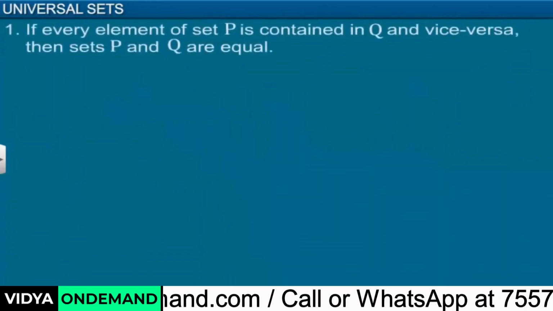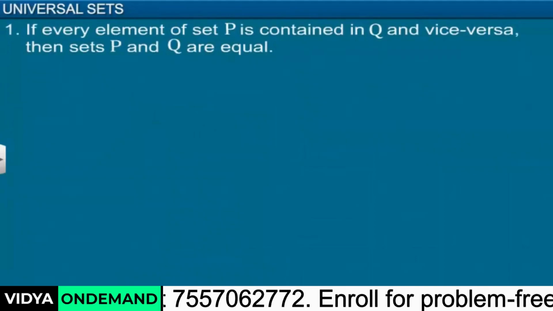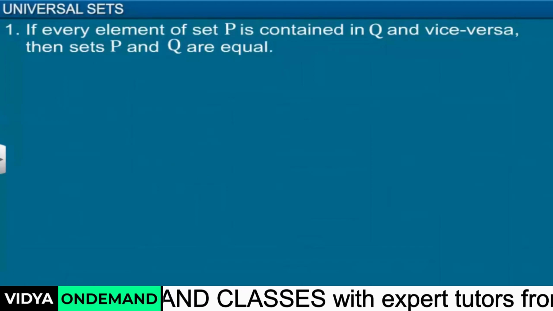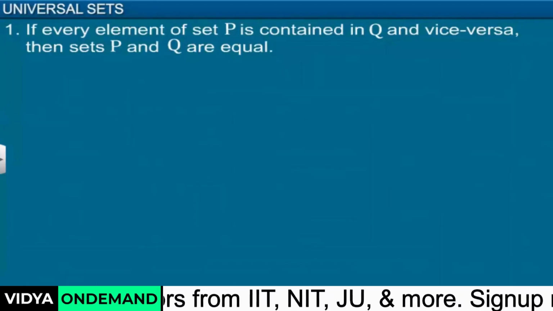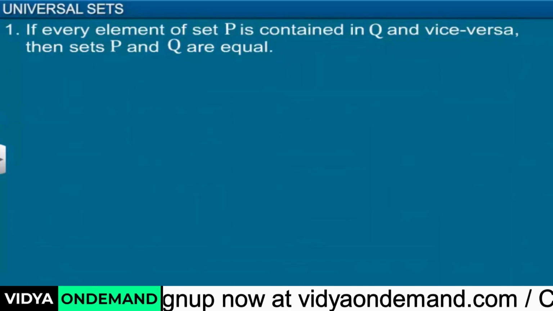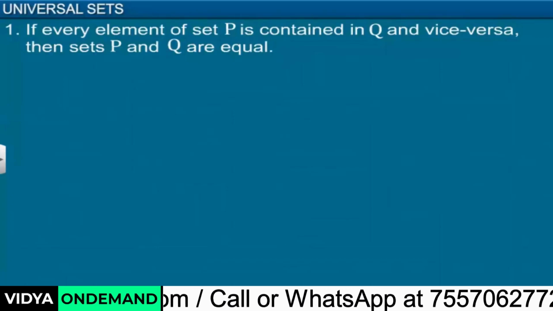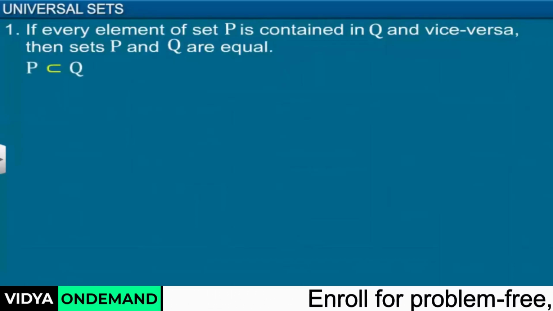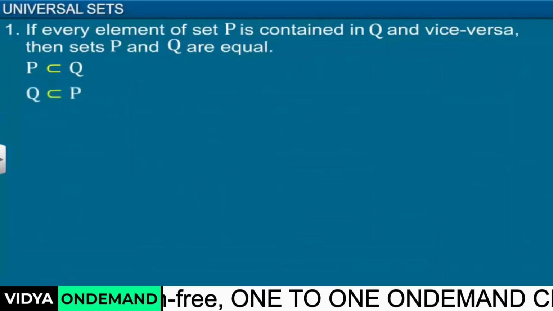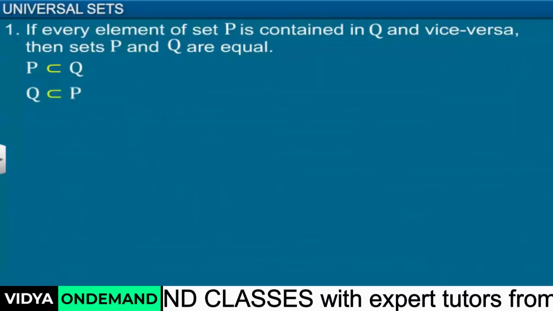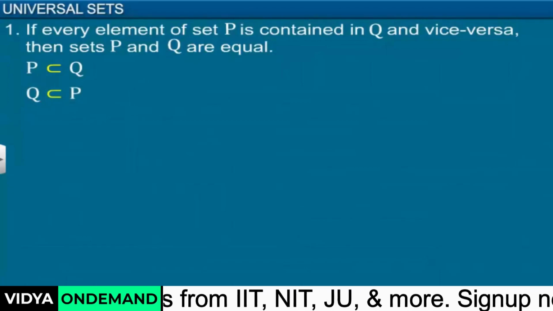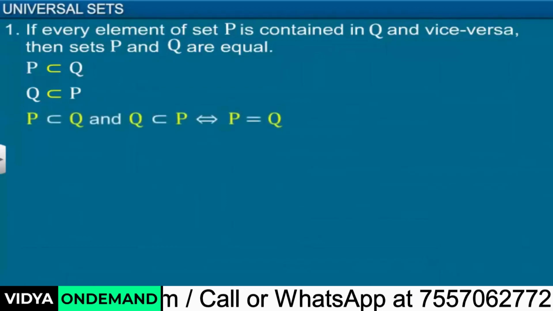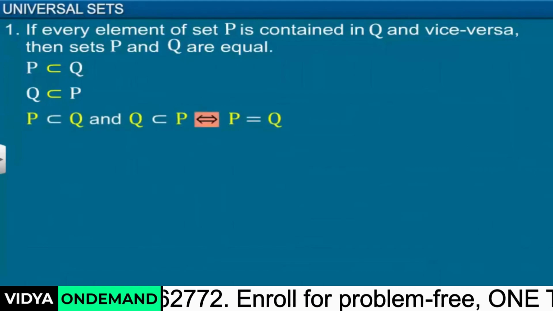If every element of set P is contained in Q and vice versa, then sets P and Q are equal. If every element of set P is present in set Q, we can say that set P is a subset of set Q. We can also say that set Q is a subset of set P. Therefore, set P and set Q are equal to each other. This can be defined symbolically as shown. The highlighted symbol means if and only if.